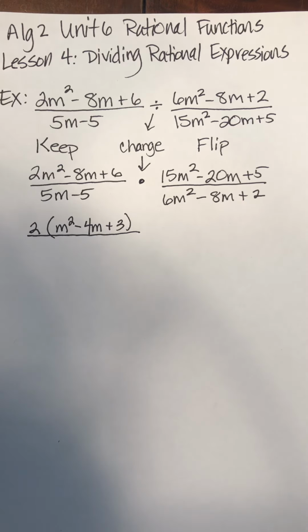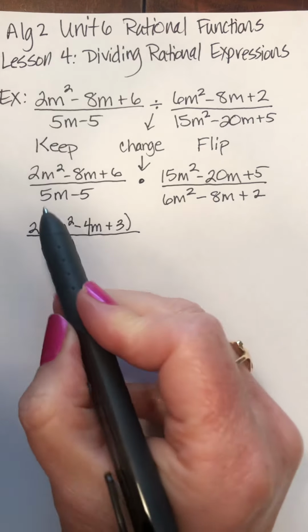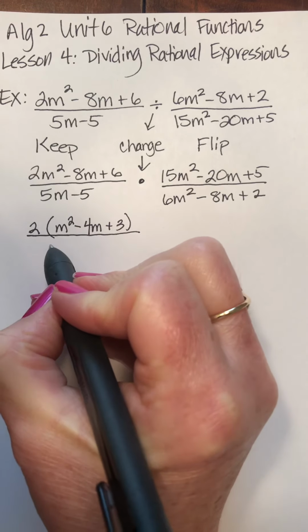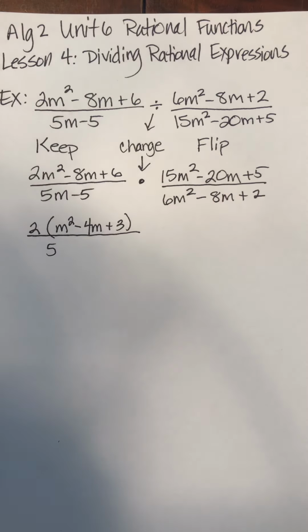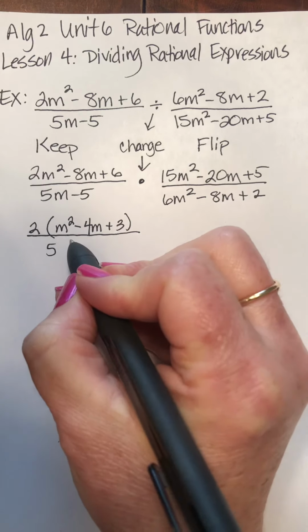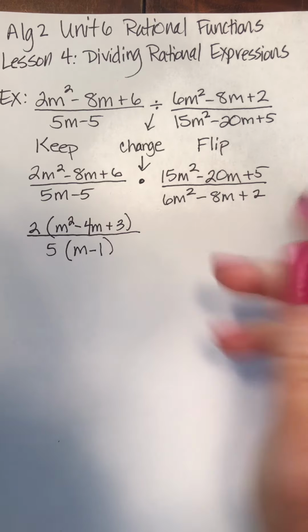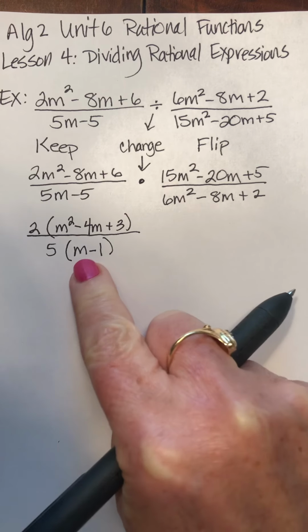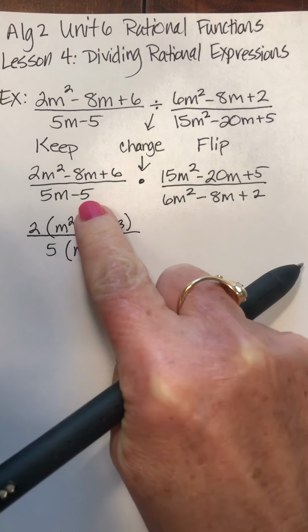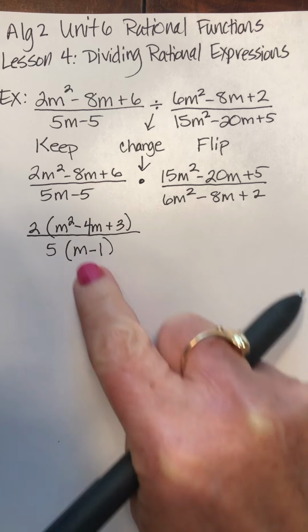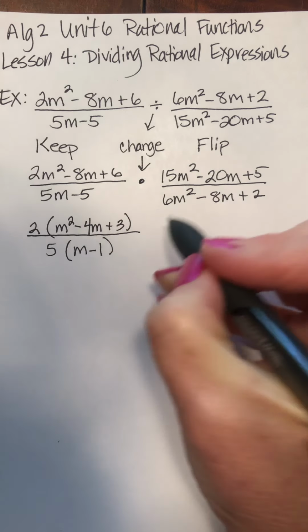Now what we're going to do is look at the denominator. Well, that's a binomial, and I notice that there's a 5 in both terms, so I'm going to take a 5 out. I'm going to use a greatest common factor of 5, and then that's going to factor into m minus 1, because 5m divided by 5 is just m, and negative 5 divided by 5 is negative 1.